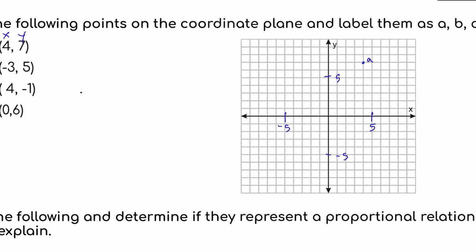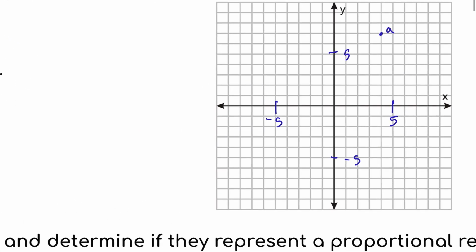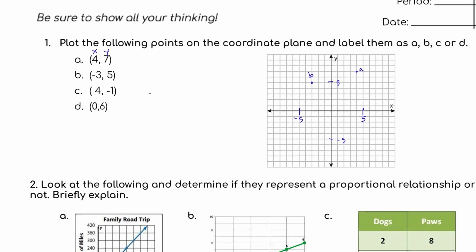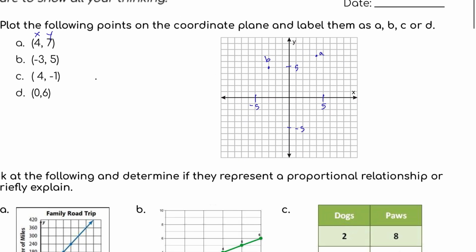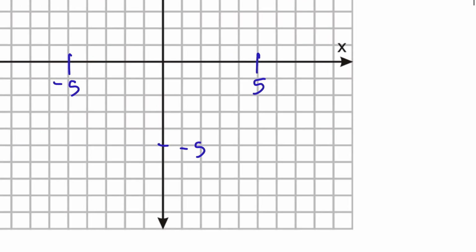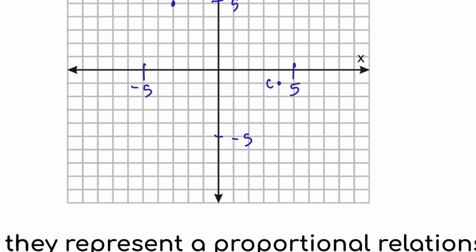For point B, it's at -3, 5. So we're going to go 3 to the left and 5 up. So there's point B. Point C is 4, -1. So that would be 4 to the right and 1 down. So that's point C. And then point D is at 0, 6.